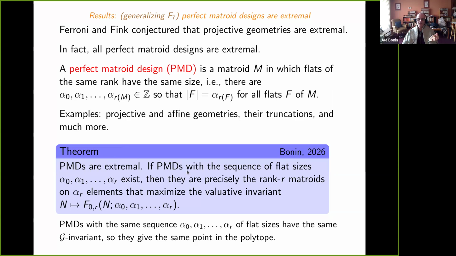In fact, you just need to maximize one valuative invariant. You take this sequence of the sizes of the flats, and look at matroids where chains, flags with those sizes, are maximized; you have a perfect matroid design. So this includes projective geometries, affine geometries, a whole lot more. And the G invariant is determined by that same sequence of flat sizes. So these really are vertices. That's a simple example to start with, generalizing the F7 example that I showed before.